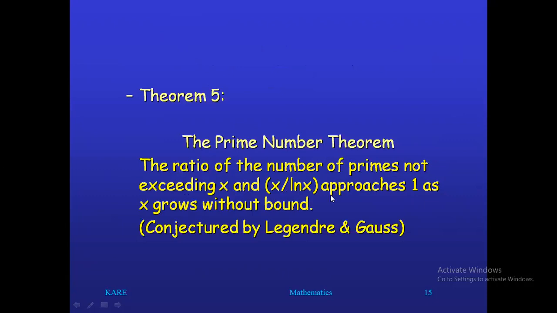And it's only a small statement. The proof is not necessary for you. The prime number theorem, just remember this theorem alone. The ratio of the number of primes not exceeding x and x divided by ln of x approaches 1 as x grows without bound. That's all.